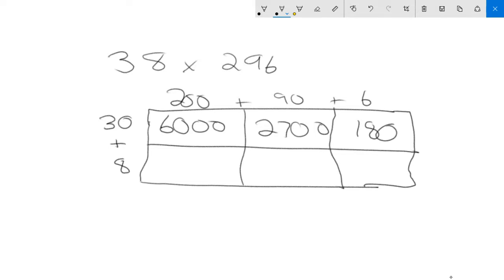So I've already figured out the area of all 3 of these rectangles. Now I'm going to figure out the area of these 3 rectangles. So again, I'm going to use the numbers 200, 90, and 6 because that's the width of each of these boxes. But now this length, this side unit here, is only 8, not 30. So I'm going to do 8 times the 200 because this is 200 long. 8 times 200, that'd be 16, 2 zeros, 1600. 8 times 9, 72, with the 1 zero is 720, and 6 times 8 is 48.